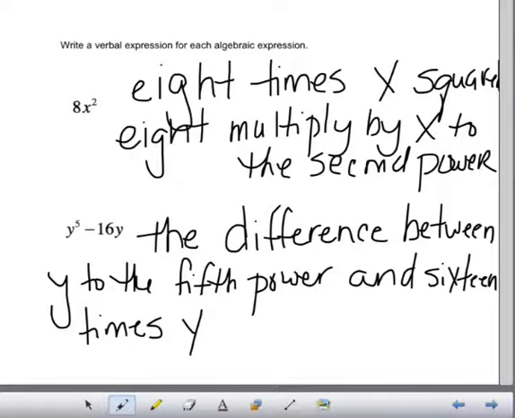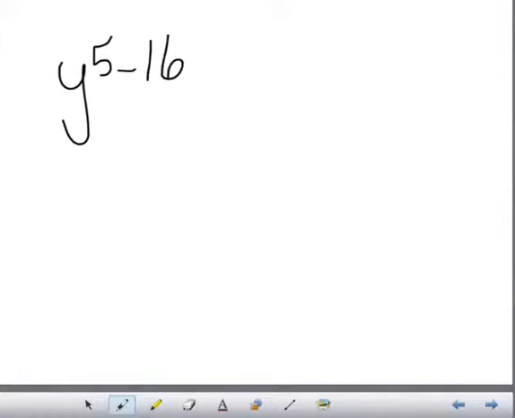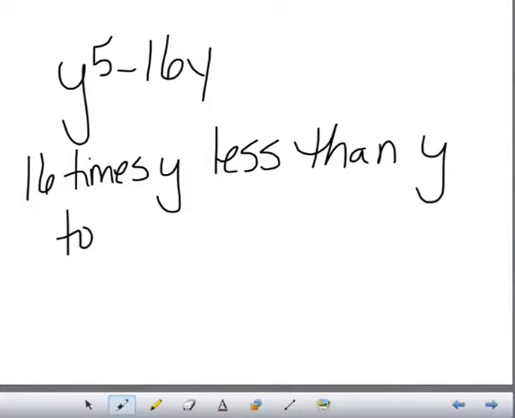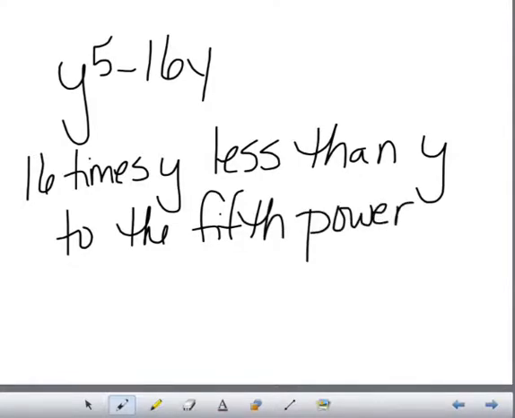Okay, could I have said, I'm going to flip over to another page here. My problem was y to the 5th minus 16y. Could I have said 16 times y less than y to the 5th power? And I guess since I'm writing in word form, I shouldn't put the number 16. I ought to write the word sixteen. Excuse me, squeeze it in there. So 16y less than y to the 5th power.